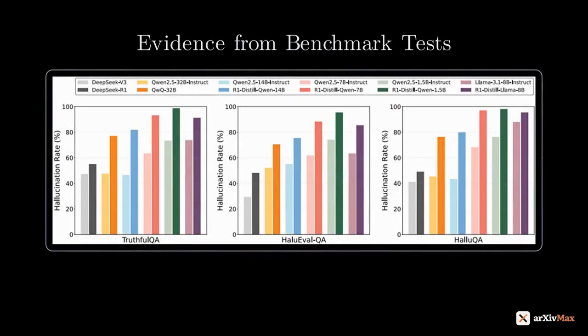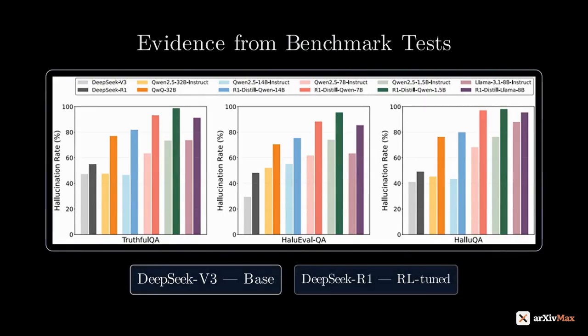The paper starts by comparing several model families. For each family, they evaluate a base model without large-scale RL, like DeepSeek V3 or Qwen 2.5 Instruct, and the RL fine-tuned or distilled version, like DeepSeek R1 or QwQ. On 3 standard hallucination benchmarks, TruthfulQA, HaluEval, and HalluQA, the RL-tuned models show consistently higher hallucination rates. For example, DeepSeek R1 hallucinates much more than its base DeepSeek V3.